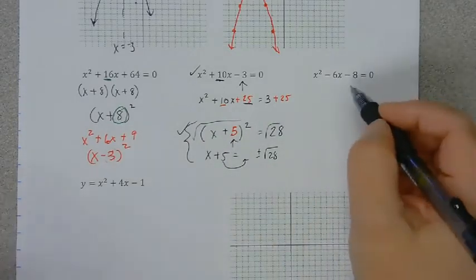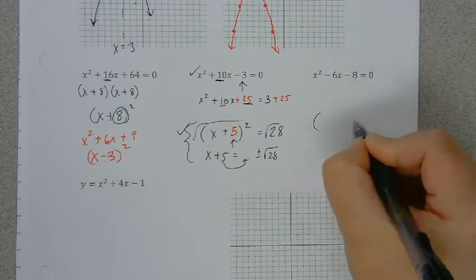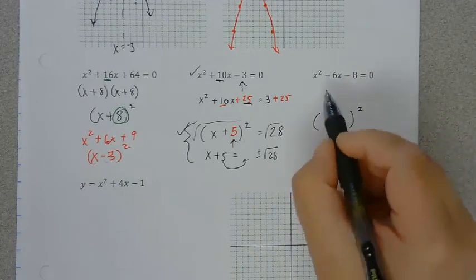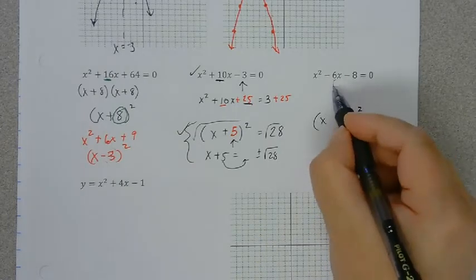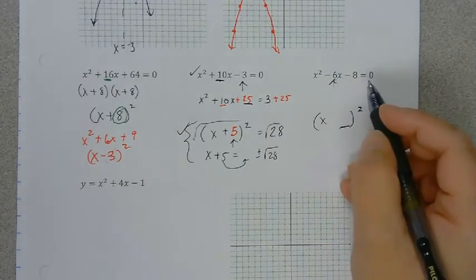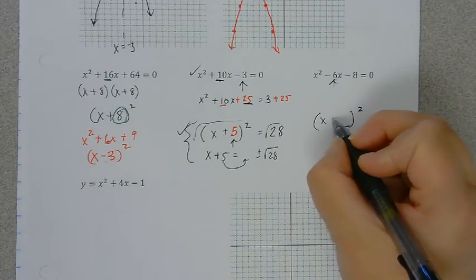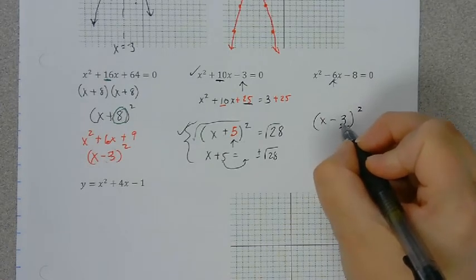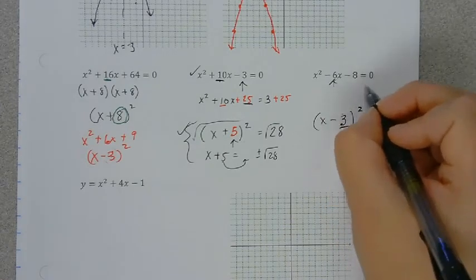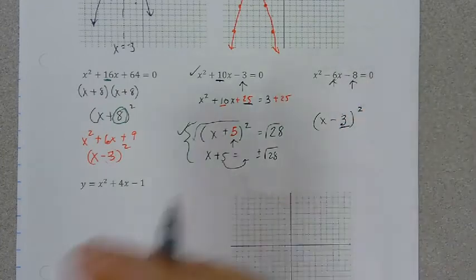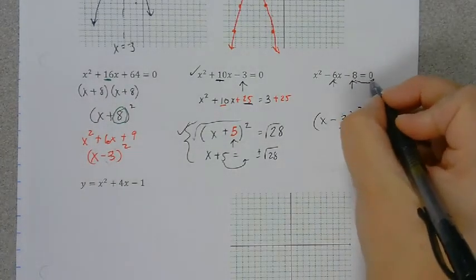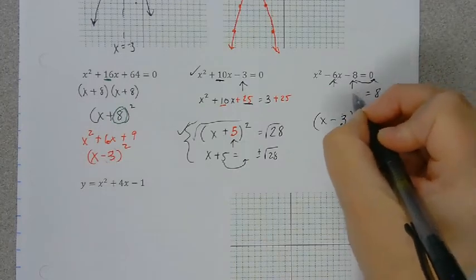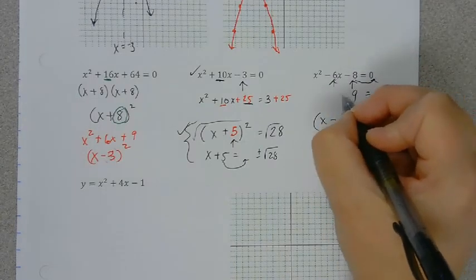Okay, let's do this next one. So I know that I want to have something squared. So the number I put here is going to be half of whatever that number is. What is half of negative 6? Negative 3. So since this is negative 3, the number that goes here should be 3 squared, which is 9. So I'm going to have to move the 8 to the other side. And what I would put right here is 9.